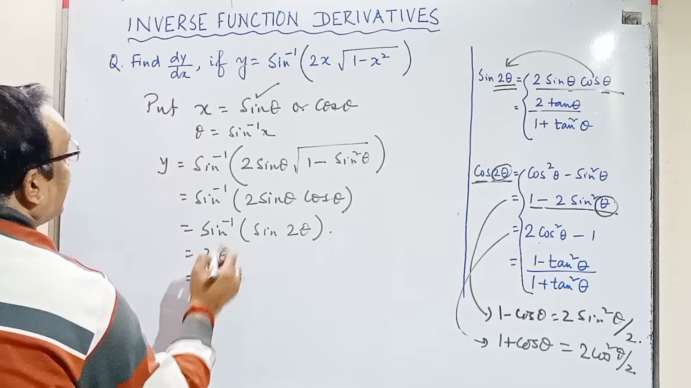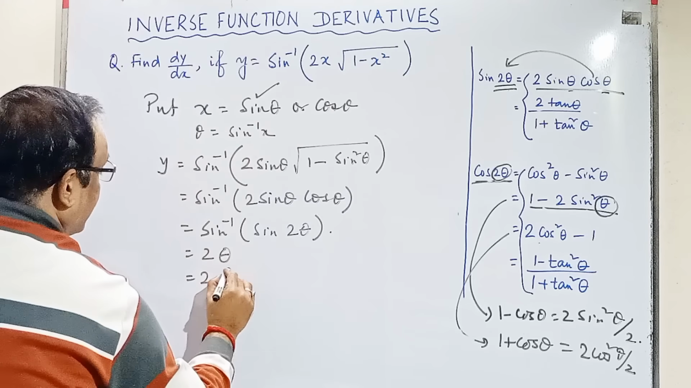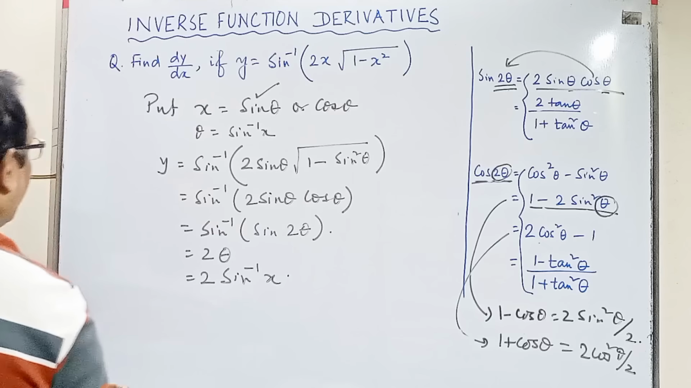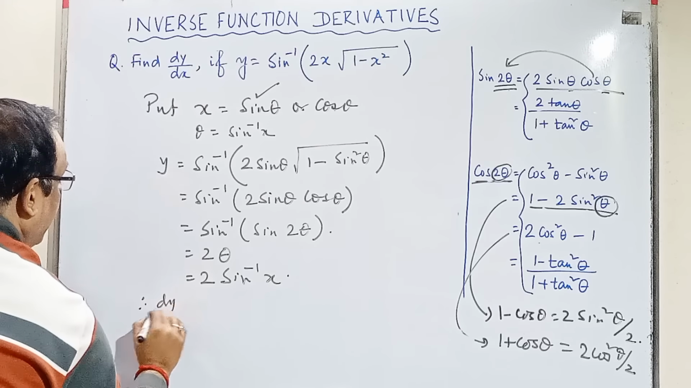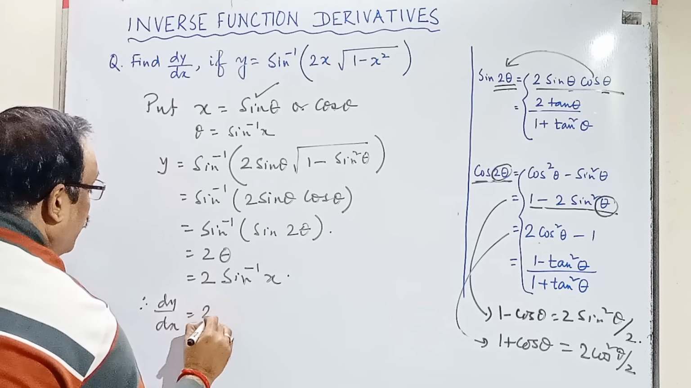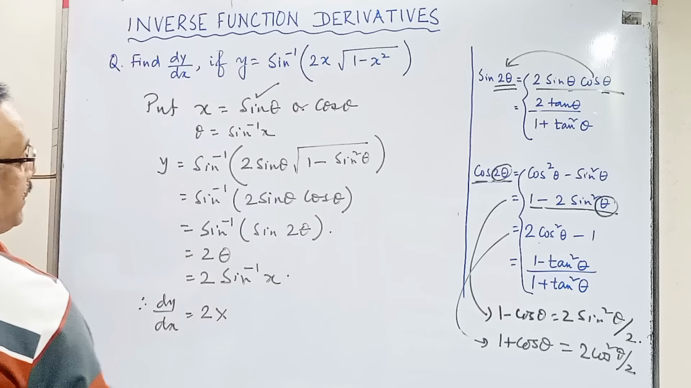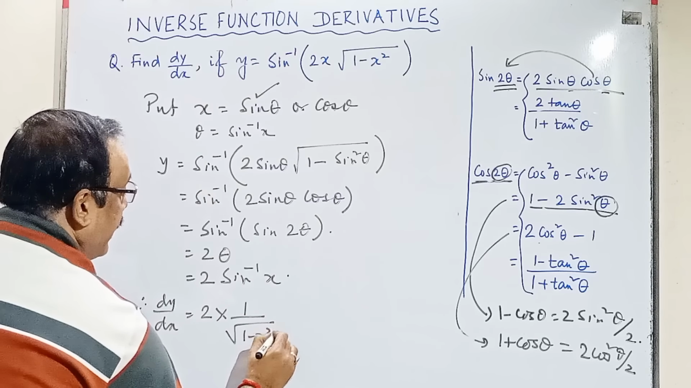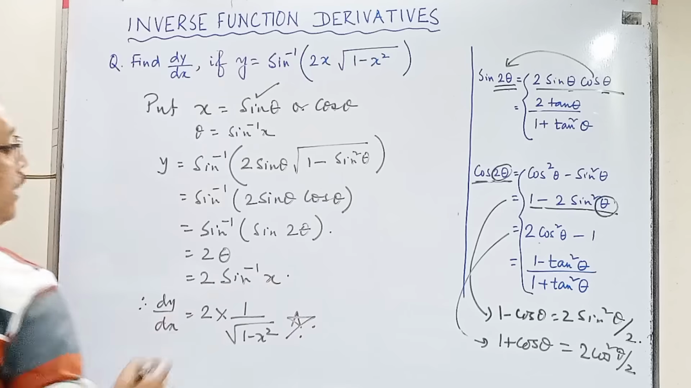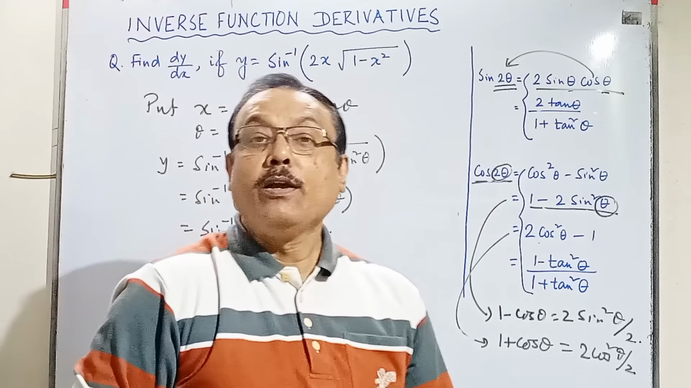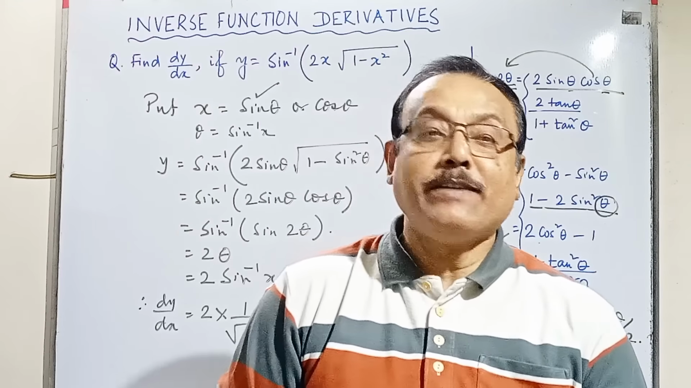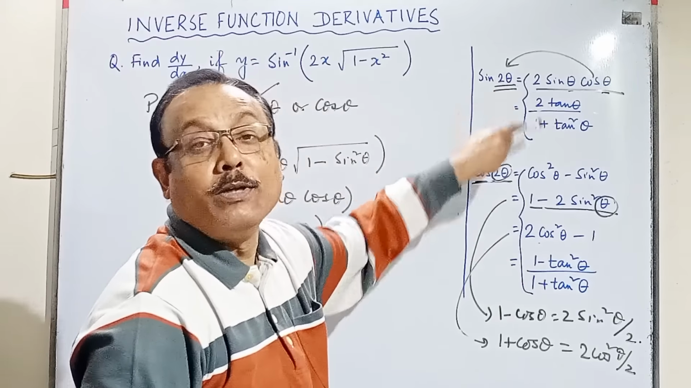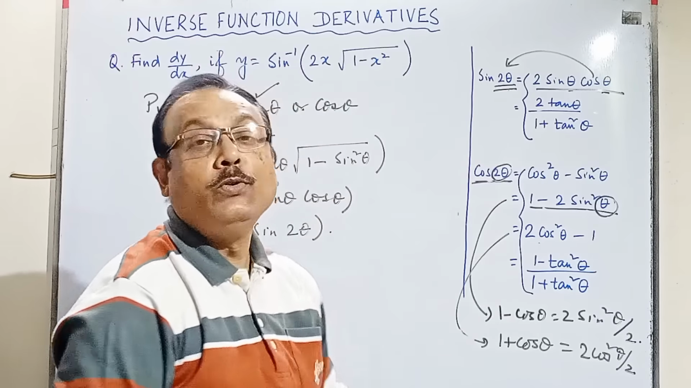So 2 theta, where theta is sin inverse x, is 2 into sin inverse x. Therefore, dy by dx will be equal to 2 into the derivative of sin inverse x. The derivative of sin inverse x is 1 by root over of 1 minus x square. That's the answer. Hope you have followed these sums and you can try out these sums, but do not forget these formulas. These formulas are very much essential and you need to use them.